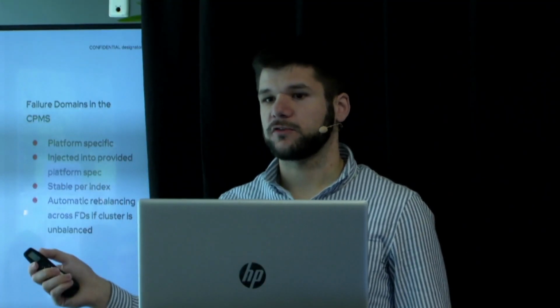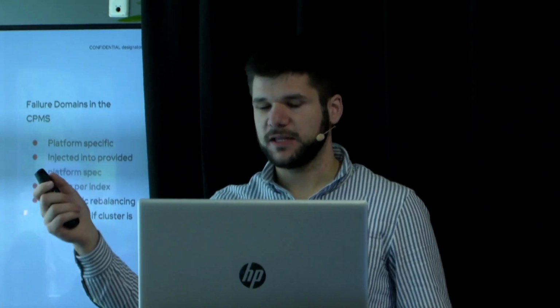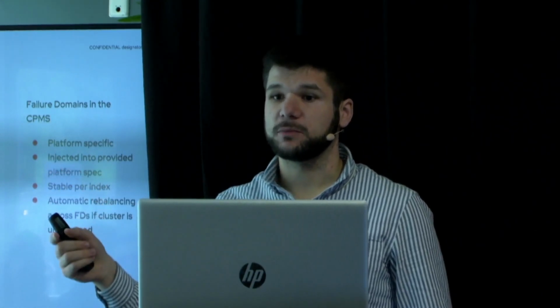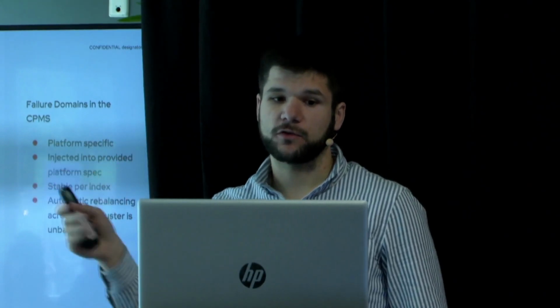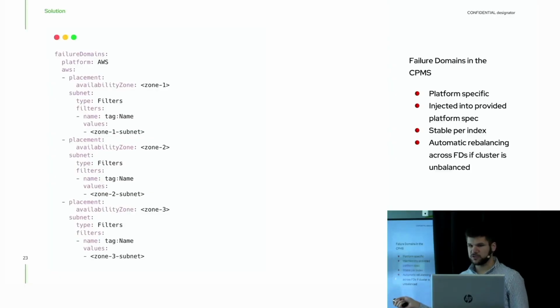If we define those on our CPMS, when we activate it, it will basically go in and replace the machines and put them in the various availability zones. This is going to be stable by index, so your index will always stay on that availability zone. And we have a feature called automatic rebalancing, and this feature allows us to say, okay, if a cluster has 2 control plane machines in zone A, 0 in B, and 1 in C, we want to move that extra machine to B. And this is automatically done for us by the operator.